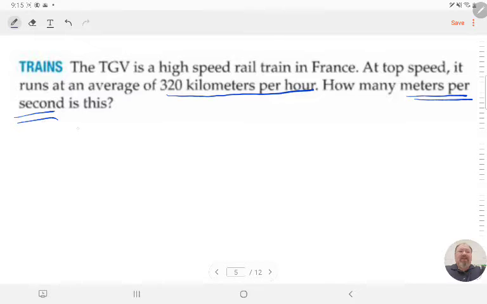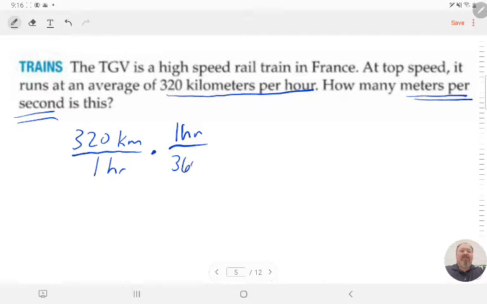So we would simply say 320 kilometers per 1 hour, okay? Now, we know we have a couple of conversions here. The first conversion we could take a look at, and it doesn't matter which order you do, but we're going to do hours to seconds first. Now, hours is in my denominator, so I'm going to put hour in my numerator, and that would be over 3,600 seconds, okay?